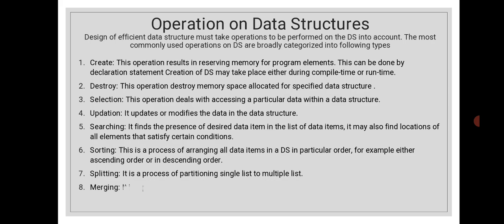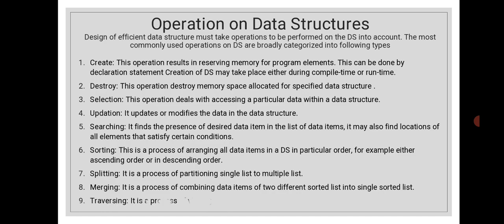Next is merging. It is a process of combining data items of two different sorted lists into a single sorted list. Next is traversing. The same, take the student class item. Traversing is a process of visiting each and every node of a list in a systematic manner.